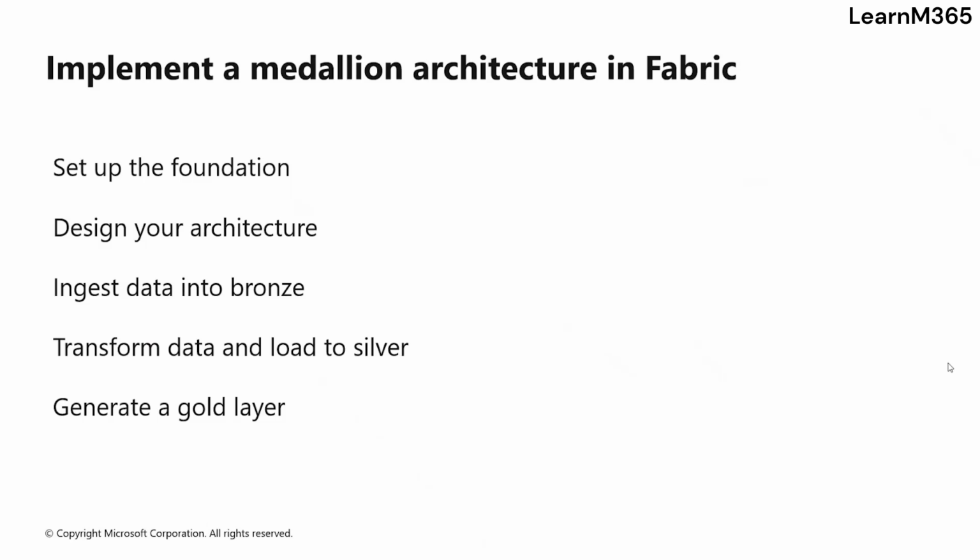So create your architecture layout, define your layers, and determine how data will flow between them. Okay, and the most straightforward implementation is to use bronze as the raw layer, silver as the curated layer, and gold as the presentation layer. So your gold layer should be modeled in a star schema and it should be optimized for reporting.